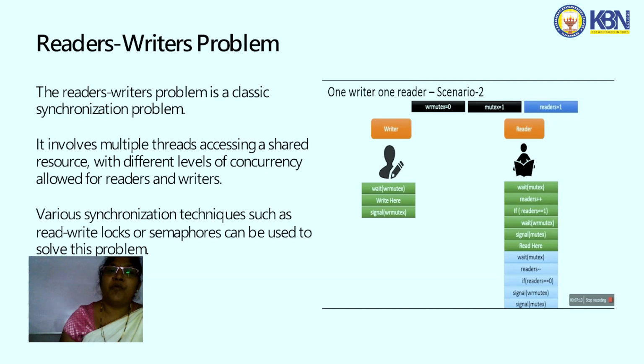The readers-writers problem is a classical synchronization problem, and it involves multiple threads accessing a shared resource with different levels of concurrency allowed for readers and writers. Classical means it is a first-level problem, where many readers and writers may use the resource at a time. Synchronization techniques such as read-write locks or semaphores can be used to solve this problem.